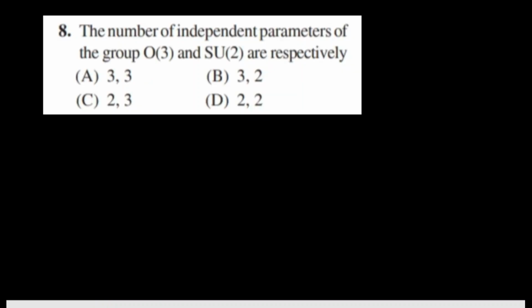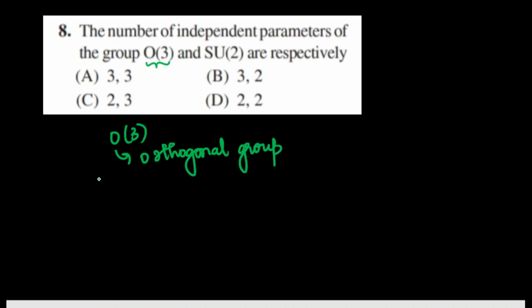Next, we have the next question. The number of independent parameters of the group O3 and SU2 are respectively. We know that SU2 we have already done. Now let us study O3. O3 is nothing but the orthogonal group of order 3. For the orthogonal group, okay.